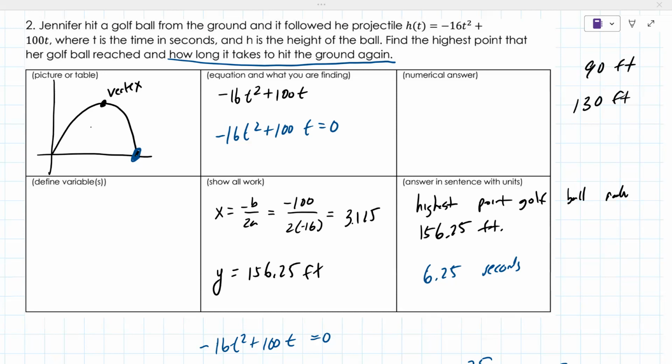What would you like to look at next? Yeah, I have here. Let me. So that was day one of quadratic applications. Good. Day two.